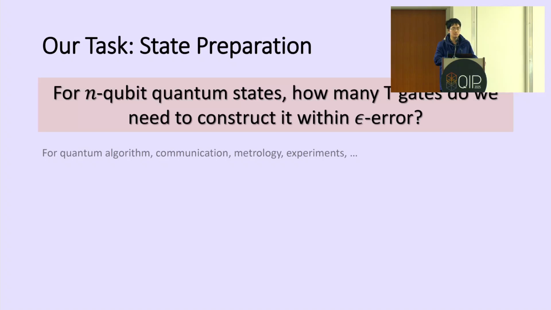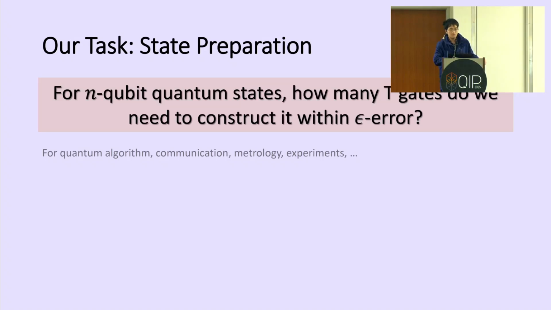And let me give you the task we focus on, that is state preparation. In particular, we care about the following setup. For n-qubit quantum states, we want to construct them in a Clifford plus T circuit with the minimum number of T gates while making sure we prepare the state within epsilon error, that is in L2 distance. And this is a fundamental task in various quantum algorithms, communication, metrology, and experiments.